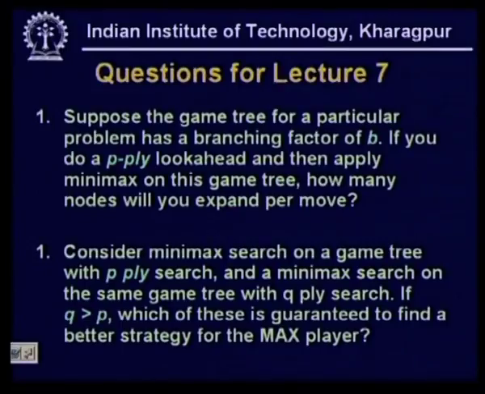So, we stop with questions for lecture 7. Question 1: Suppose the game tree for a particular problem has a branching factor of b. If you do a p-ply look ahead and then apply minimax on this game tree, how many nodes will you expand per move? Question number 2: Consider minimax search on a game tree with p-ply search and another minimax search with a q-ply search. If q is greater than p, which one is better?